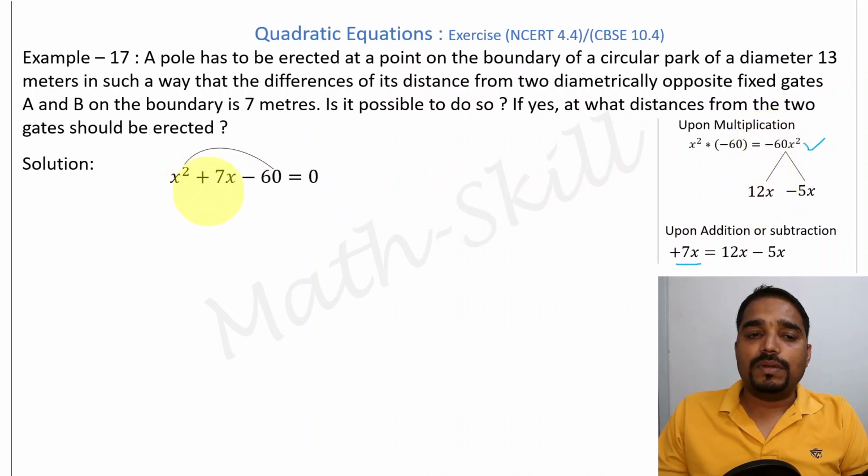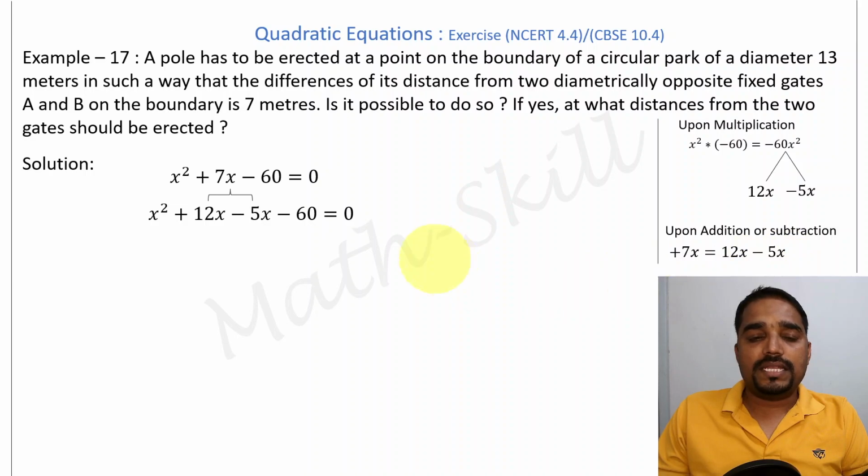Now let us split the middle term, plus 7x, with the two factors. So here the equation has three terms. Once we start simplifying, it will initially have four terms. Let us replace the middle term with the two factors we have selected. That is, the middle term plus 7x would be replaced with plus 12x and minus 5x. That is what we see here: x square plus 12x minus 5x minus 60 equals 0.